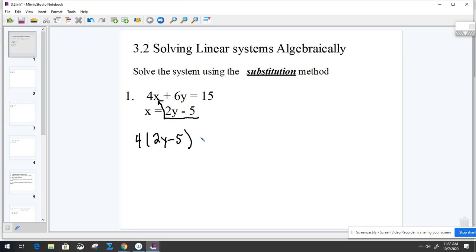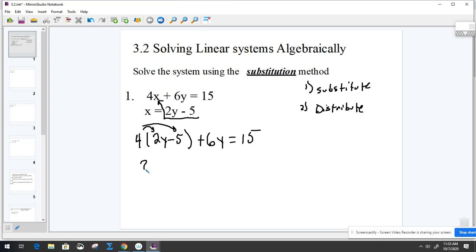And then I'm going to keep writing the equation. So I have 6y equals 15. Now, as you can see, even though it's a longer equation, I'm going to only have one variable. So the first thing I'm going to do is substitute, okay? So after I substitute, now I solve this just like I would back in chapter 1. I'm going to distribute, okay? So I've got 8y minus 20 plus 6y equals 15.